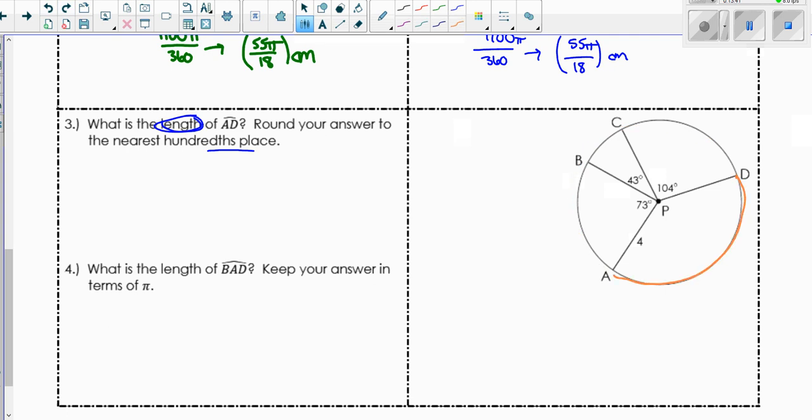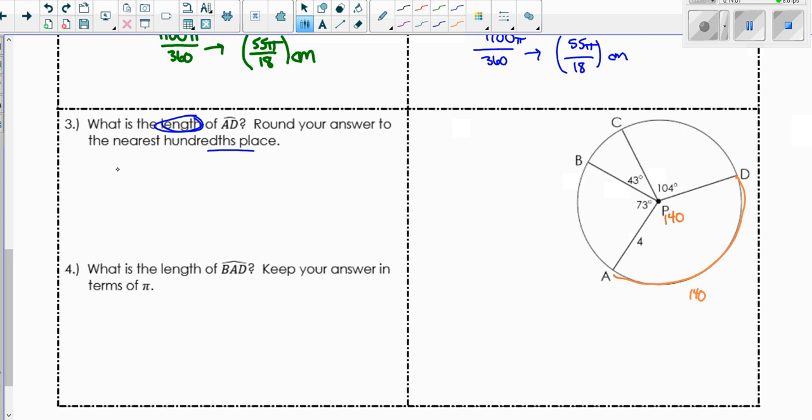Okay, I'm going to have to figure out what that angle measure is, but notice I have 104, 43, and 73, so I can subtract those from 360, not 180. And I get that this is 140. Since that's a central angle, this arc is also 140.